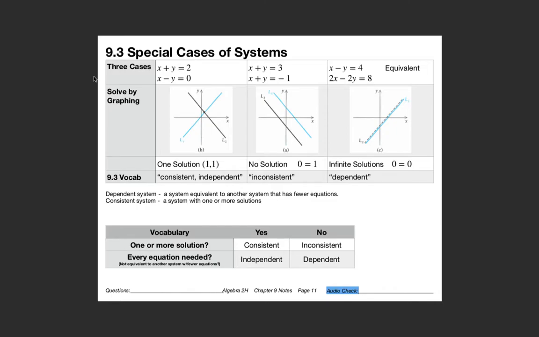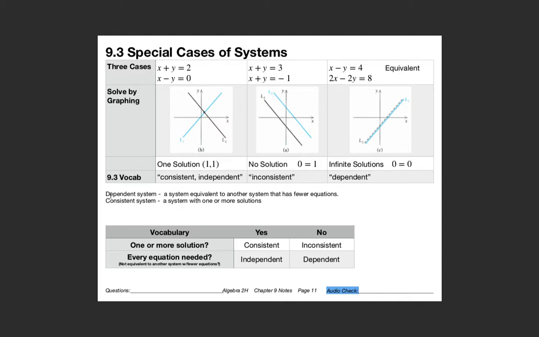Welcome to section 9.3, special cases of systems. You've seen this chart before. These are the exact same examples and exact same three cases that I talked about a couple videos ago. I believe it was section 9.1.3. Anyway, these are the three cases of graphing, and now we're going to talk about what it means to be dependent, consistent, independent, all that stuff.